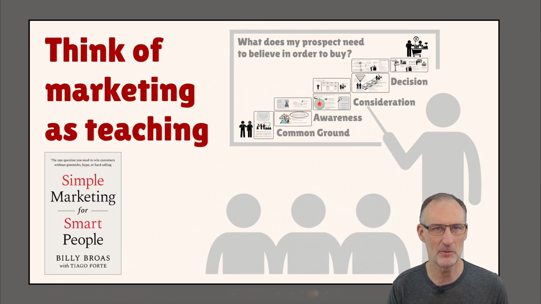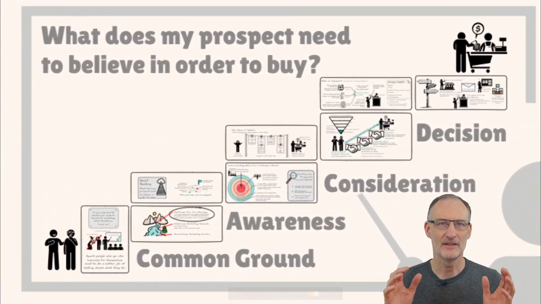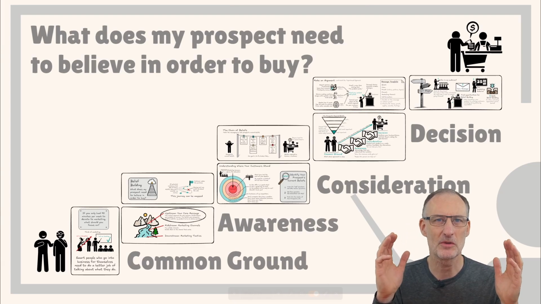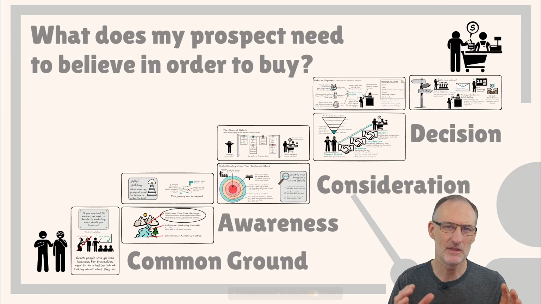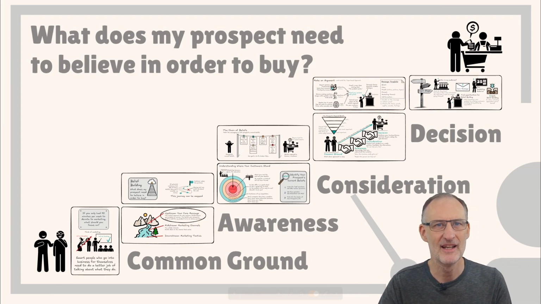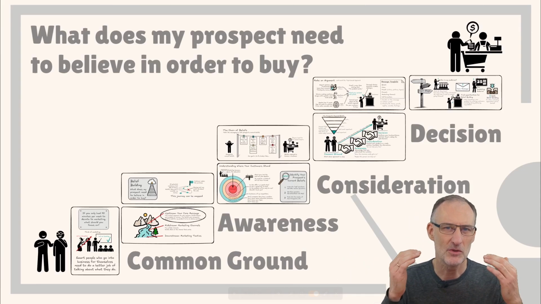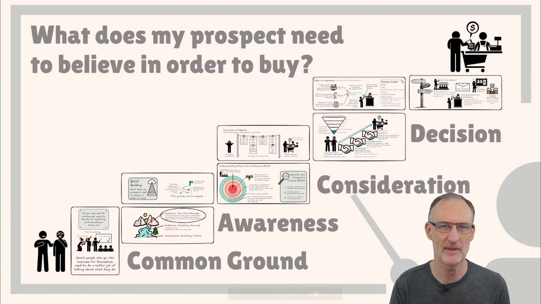If I were to summarize this book in 3 simple statements, my first statement would be to think of marketing as teaching. The second important thing to consider is to think about what your prospects need to believe in order to buy. And once you have these two things in your mind, that you need to teach your prospects about the beliefs they need in order to make the purchase, then you can think of these different stages that you need to take your prospects through.